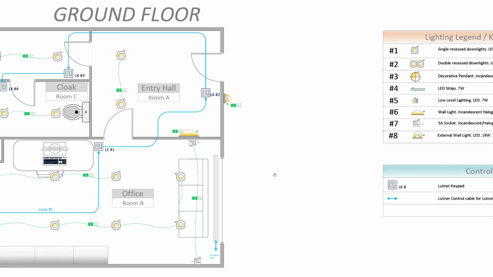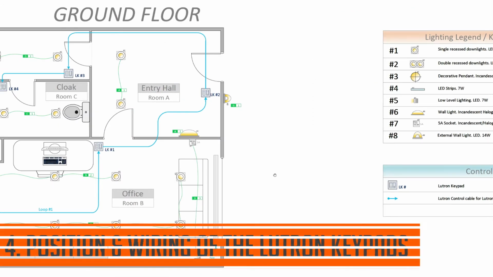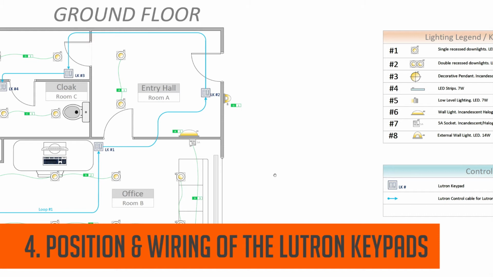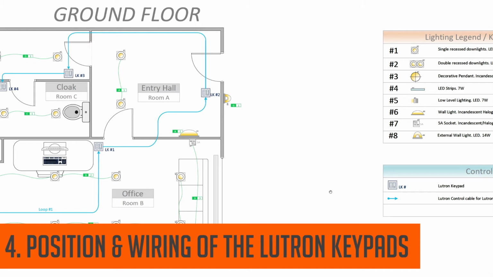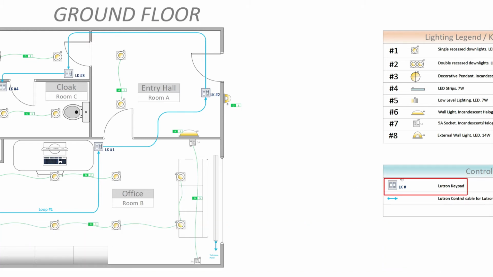The last key element that you need to check on your floor plan is the position and wiring of the Lutron keypads. In our example, we can see that we've got a key symbol that represents the Lutron keypad. So check on your floor plan to see how your Lutron keypads are represented.